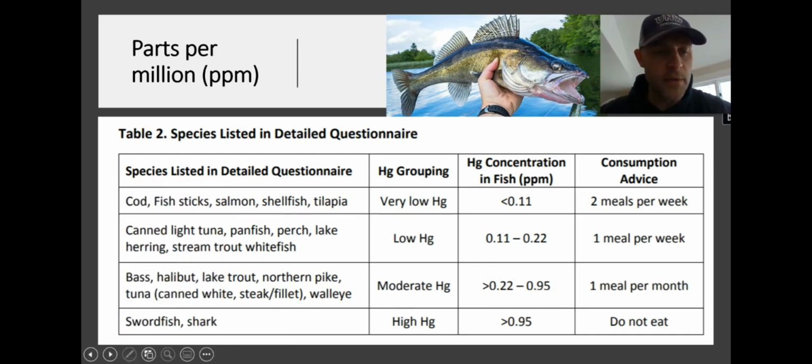PowerPoint here, of course, it's not going to let me write, is it? No, why would it let me write? Here it goes. Hg, that's mercury.